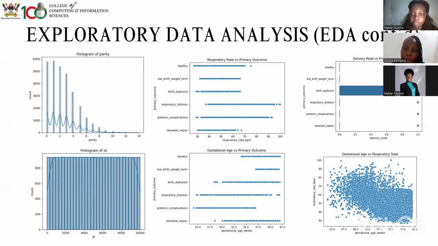So healthy babies have a certain range of the respiratory rate between 30 and 70. And then people with respiratory distress can have respiratory rate up to 100 breaths per minute. So this is a key indicator.